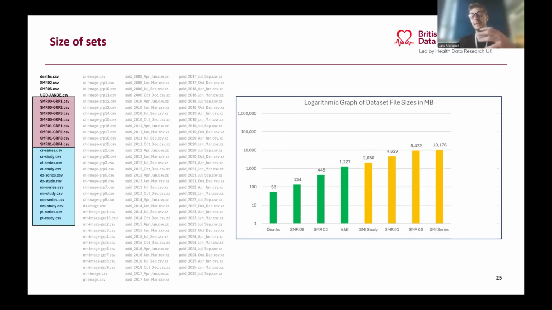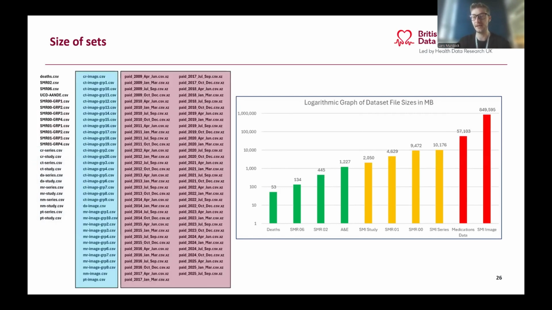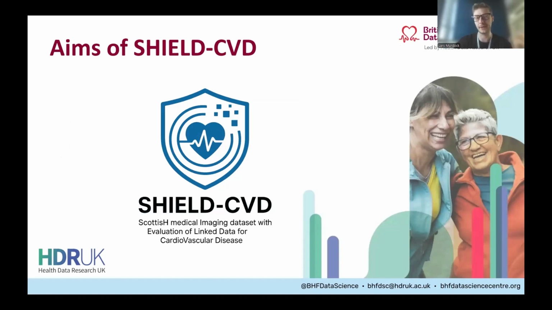When you start to bring in imaging data and those supporting it, they go up a lot more. Now, it's not always obvious from this graph because it's logarithmic, but you'll see that, for example, the SMI series one at the end is about 20 times larger than the deaths one. And likewise, when you get into the medications data or the particular snapshot level of certain scans, it's huge. So this really would slow down a lot of research projects. And that's why I'm going to come back and talk about the aims of Shield CVD here at the end, which sounds a bit strange.